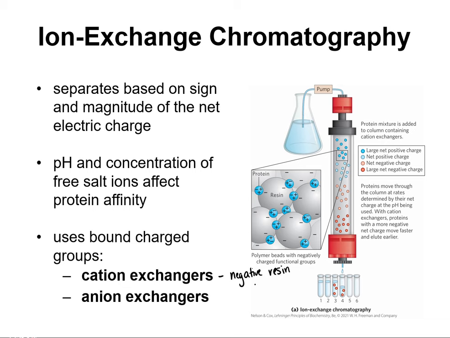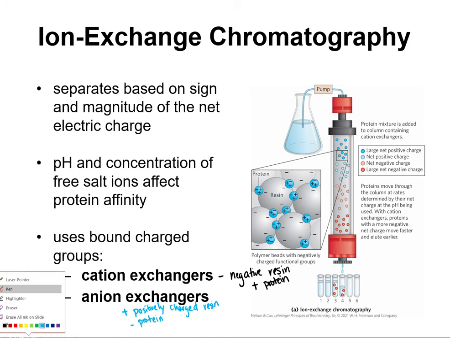And you're going to have positively charged protein that interacts with that resin. With anion exchangers, you've got positively charged resin and negatively charged protein. And again, you can achieve that by changing the pH or the salt concentration.